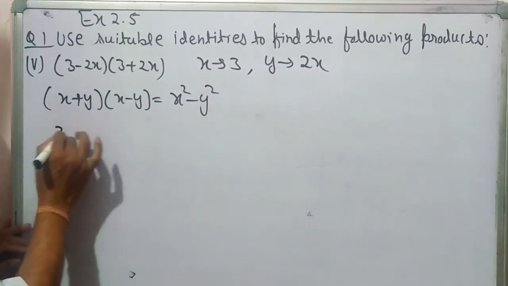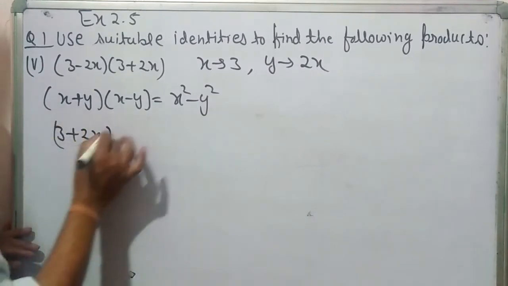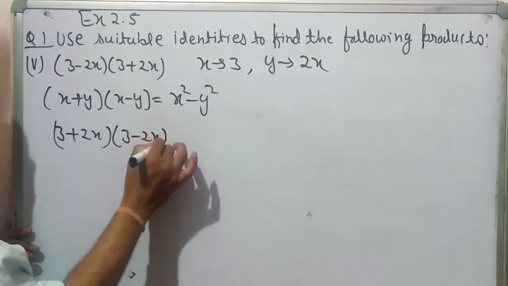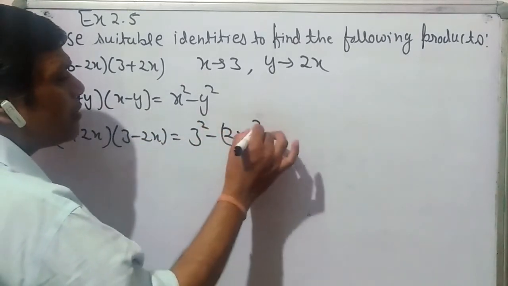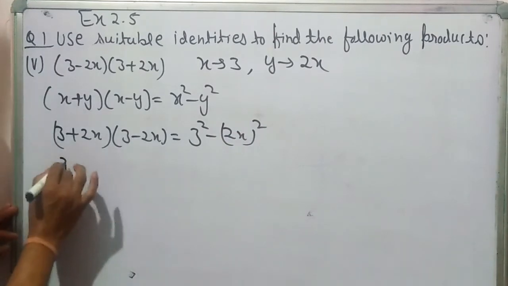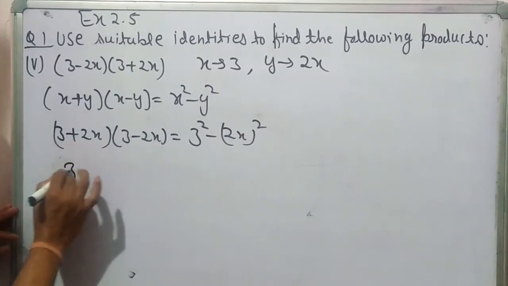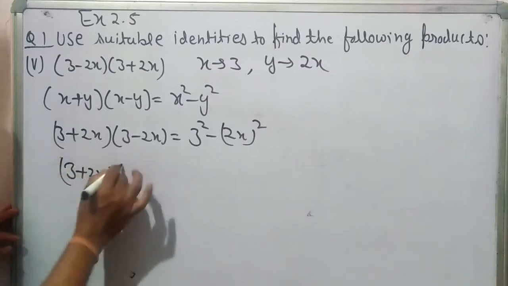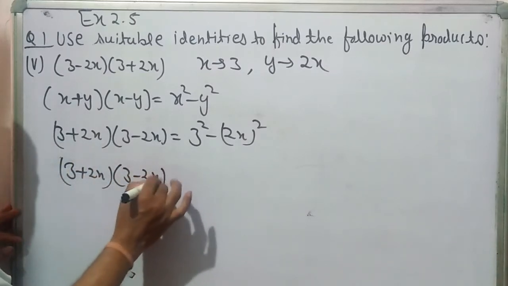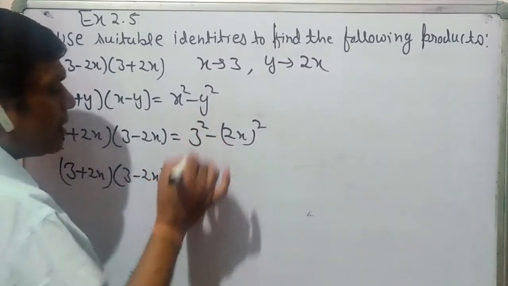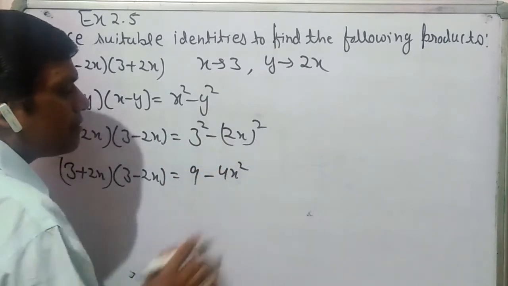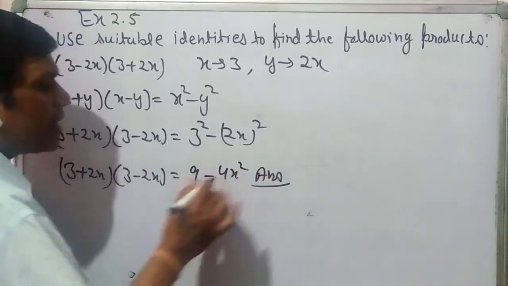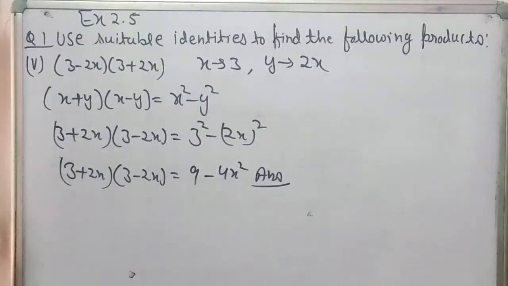What we get is (3 + 2x) multiplied (3 − 2x) should be 3² − (2x)². That means (3 + 2x)(3 − 2x) should be 3 squared is 9, minus (2x) squared, which is 4x². So that should give us the answer for our fifth part.